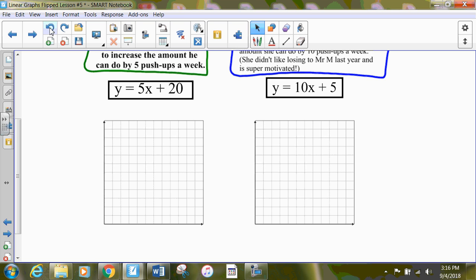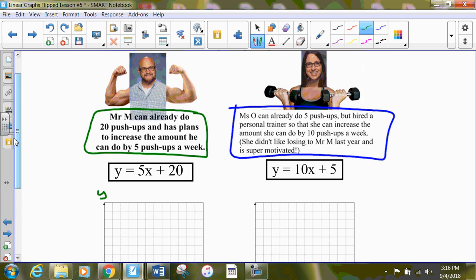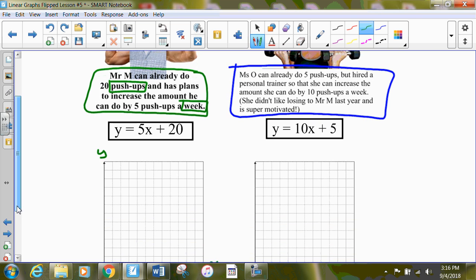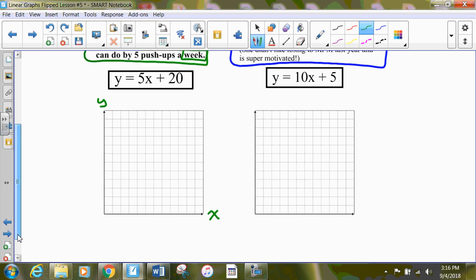So the next thing before we graph, when we're in a word problem, is we have to label our axes, right? We've got to say, well, what's the y-axis going to stand for? That's the y and that's the x. We go back to the word problem, and I have two choices, right? I've got push-ups going on, and I've got weeks going on. Now I'm going to tell you something. The x-axis is always for the things that are independent. So which is independent, time or push-ups?